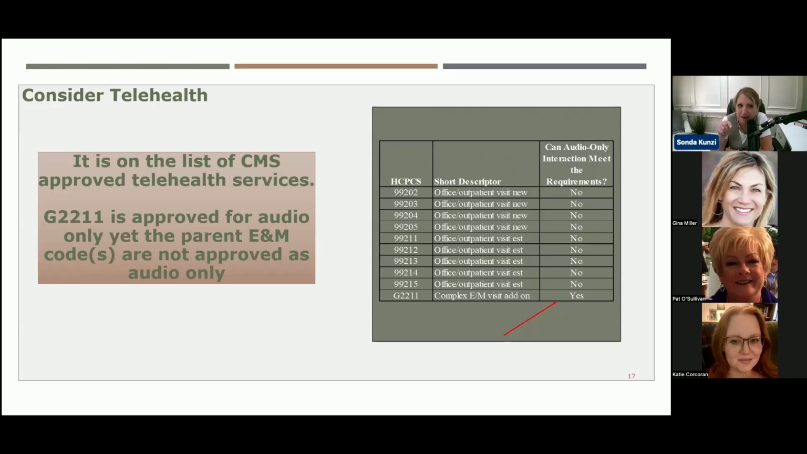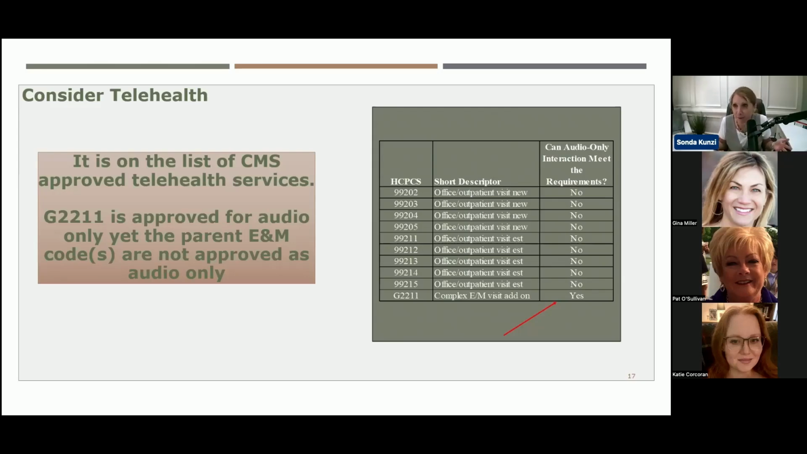So interesting, right? 99202 through 99215. Look at where it says, can audio only interaction meet the requirements? No. And we know that's a no. Any of us who work with Medicare know that if it's audio only, we have to divert to the telephone only codes. But look what happened. The G2211 got labeled with a yes. Now that, guys, right? Things happen. That does not make sense. We have to use our smarts when it comes to this, because we can't put G2211 with the 99, what is it?